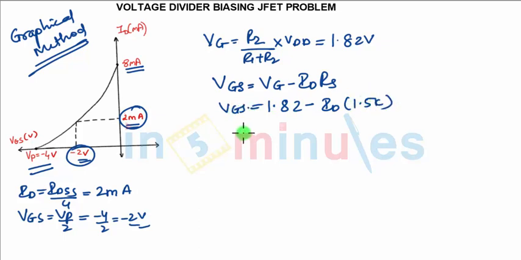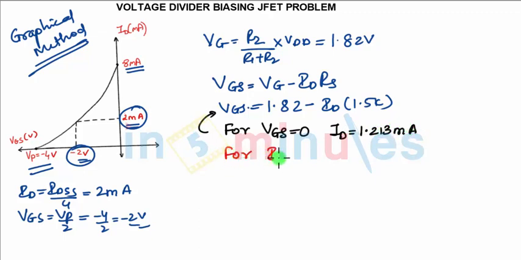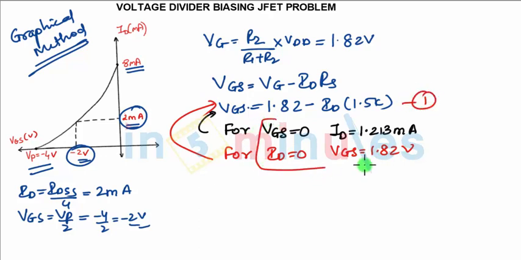So what I can do is, I can substitute two values, one for VGS equals 0. So when I substitute VGS equal to 0 in this, I will get ID as 1.213 milliampere. And once I substitute ID equals 0, I will get VGS as 1.82 volts. That is, I am substituting both in this equation 1. So for these two coordinates, I am plotting the graph.